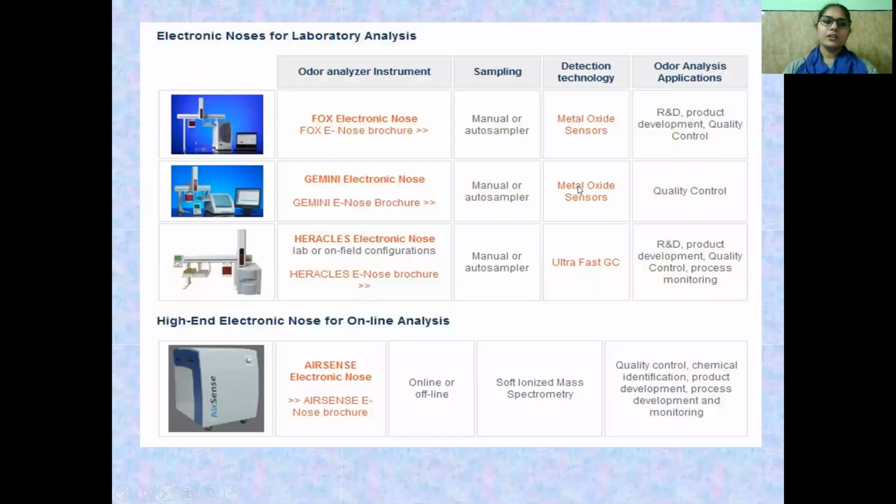Likewise. So these are electronic noses for laboratory analysis. These are the odor analyzer instrument names, and there is sampling, either manual or auto sampler. Then the detection technology is mostly MOS, metal oxide sensors, and ultra fast gas chromatography, and their applications are R&D, product development, quality control, and process monitoring as well.